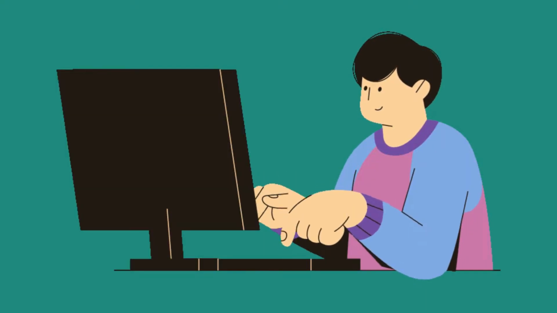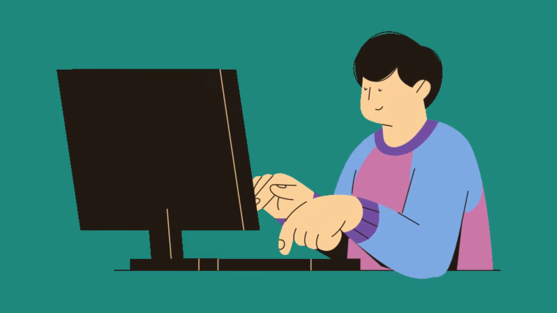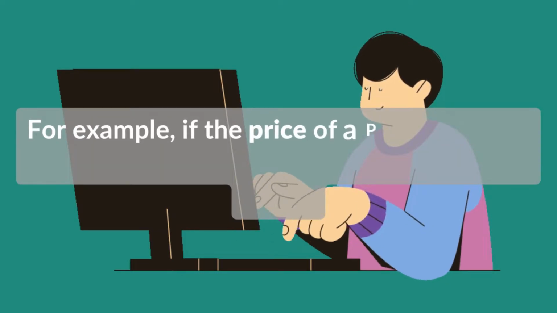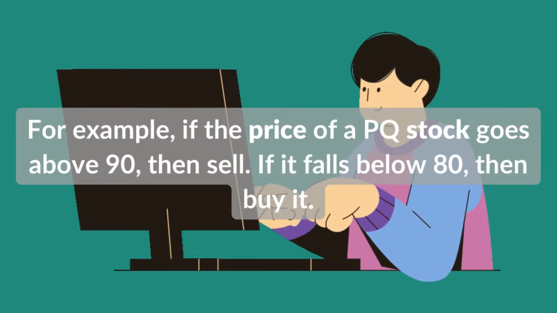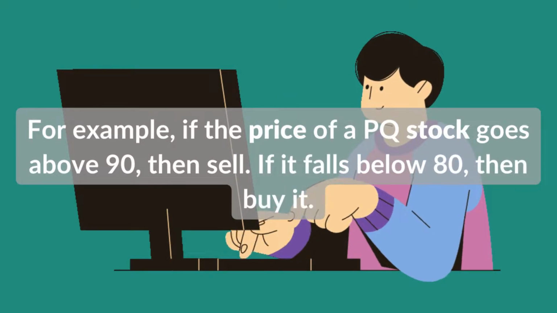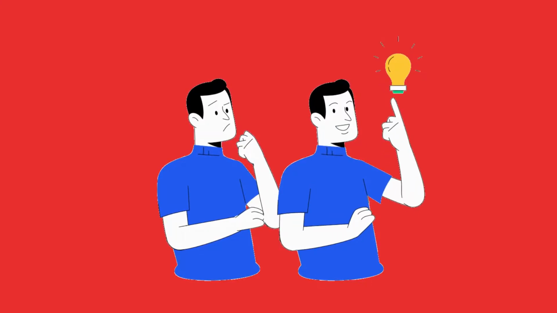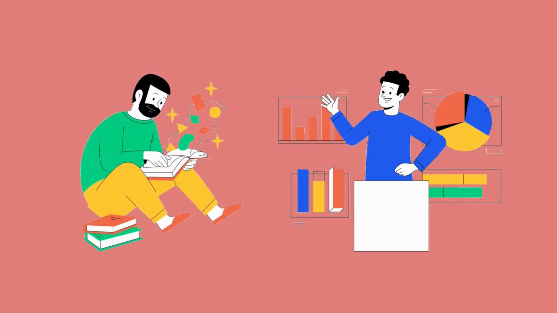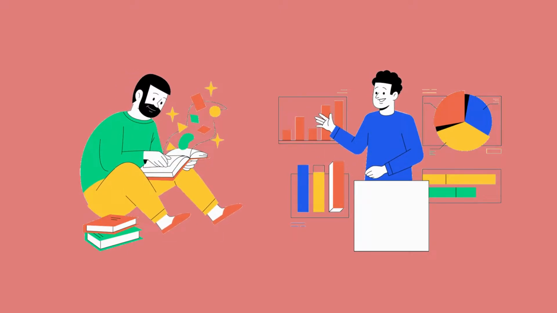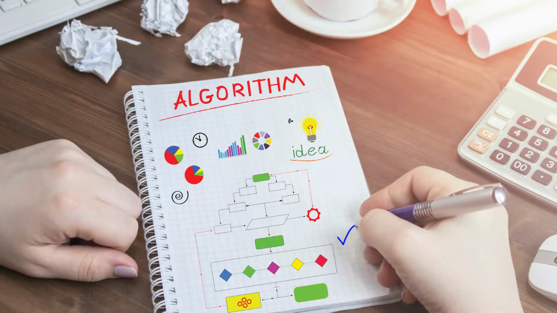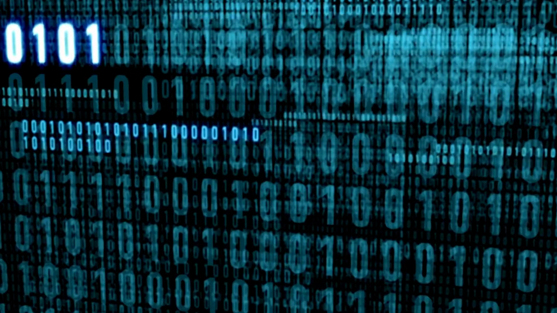Investors started using them for pretty basic operations. For example, if the price of a PQ stock goes above 90, then sell. If it falls below 80, then buy it. This is something a human can do too. But if a computer does it for you, then you as a person are free and available to do more important things. This is an example of an algorithm, a set of instructions given to a computer.